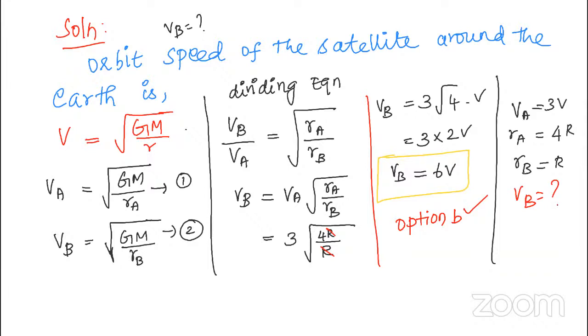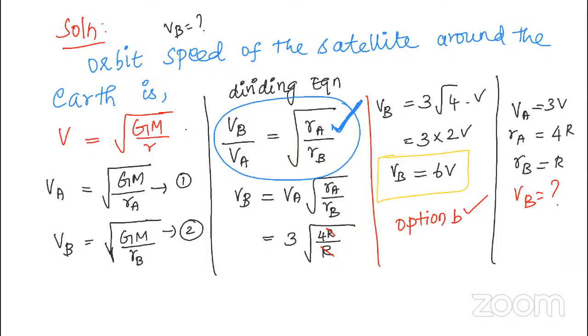If we already know the relations well, then directly we have to use this formula. They have given two satellite values A and B and the corresponding radius values RA, RB, so we have to use this formula directly. If I forget the formulas at that time, then we can go for this one.